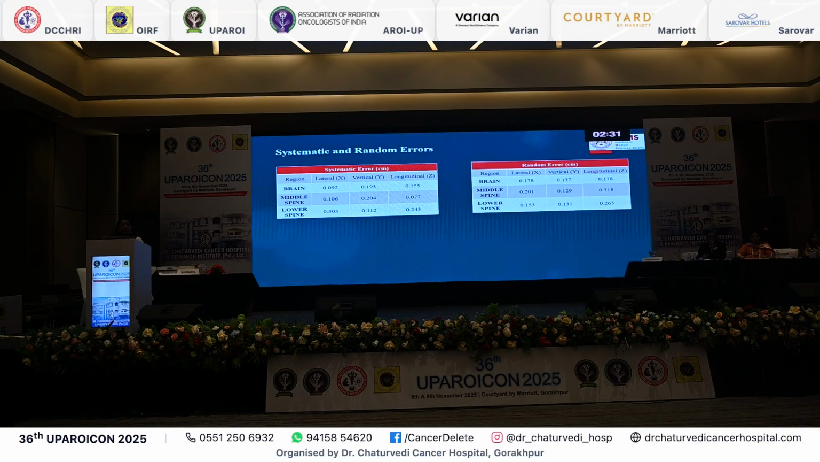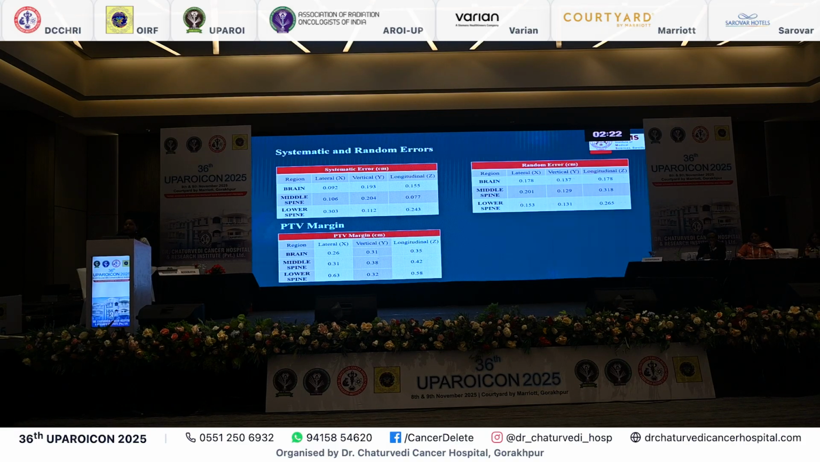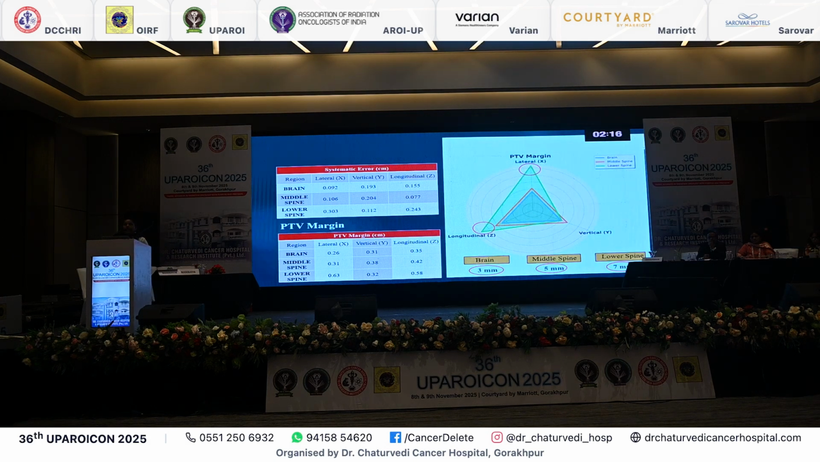Systematic and random errors also show a similar pattern, which increases from brain to the lower spine. From this, I have obtained my PTV margins, which increase from brain to the lower spine. This graph shows a clear picture of my result: the green line shows the values of lower spine, which is higher in nature, followed by the orange line which shows the middle spine, and a low value for brain.